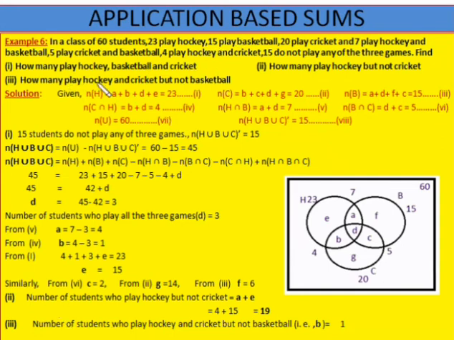Now the next question is how many play hockey and cricket but not basketball? How many students are like that who play hockey and cricket? Means what is common in hockey and cricket? B and D. Now the next condition is that they do not play basketball. Basketball they did not play, so we remove D. We have only B. So how many students in B? That is 1. So we write here 1. Okay students, in this way we solve this kind of problem where this Venn diagram is very helpful for us.